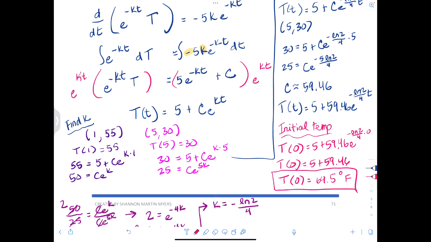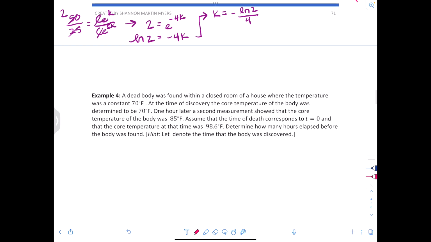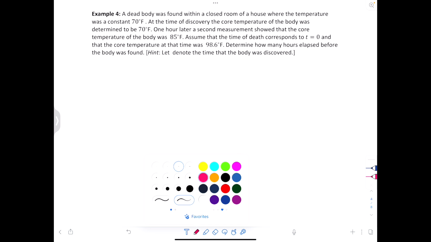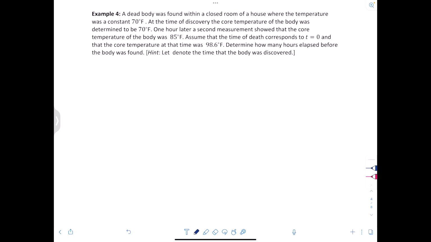All right, so another application, which if you watch CSI at all you might like, is: a dead body was found within a closed room of a house where the temperature was a constant 70 degrees Fahrenheit. At the time of discovery, the core temperature of the body was determined to be 70 degrees Fahrenheit. 1 hour later, a second measurement showed that the core temperature of the body was 85 degrees Fahrenheit. We're going to assume that the time of death corresponds to t equals 0 and that the core temperature at that time was 98.6 degrees Fahrenheit. Determine how many hours elapsed before the body was found.